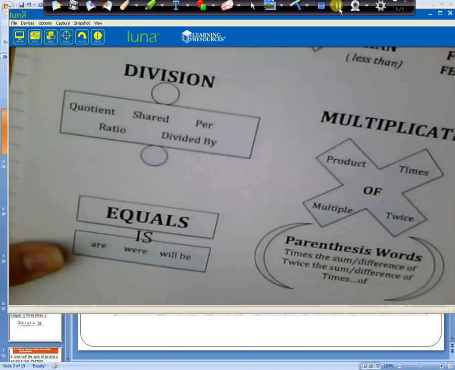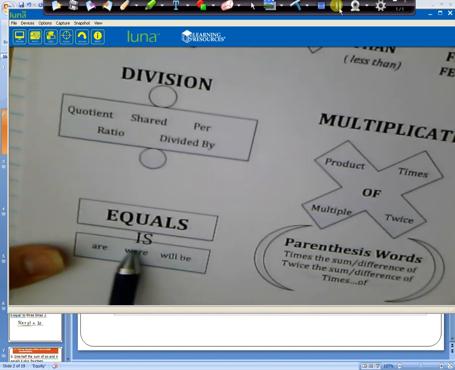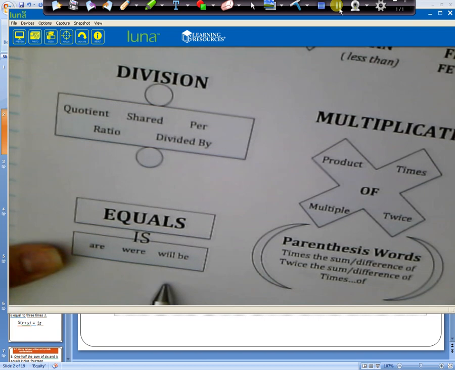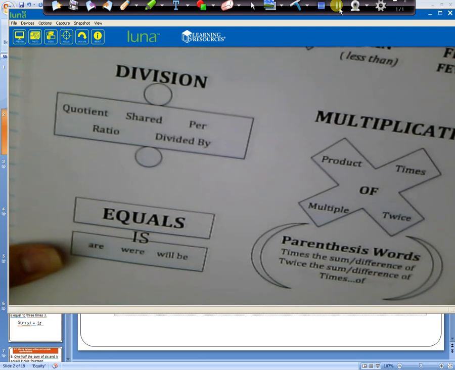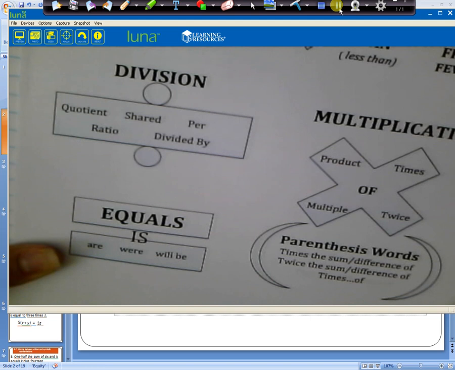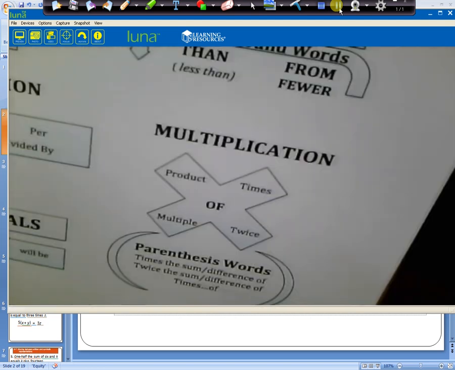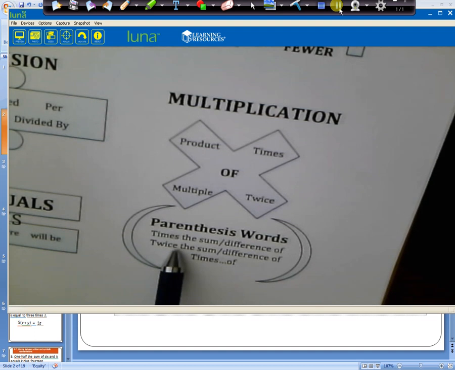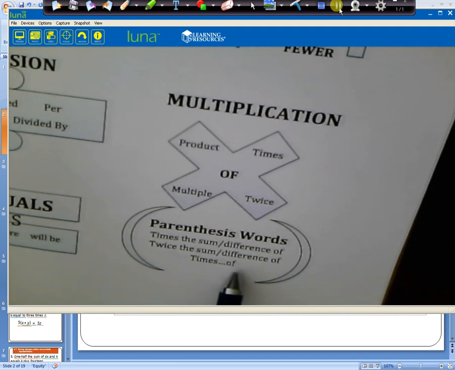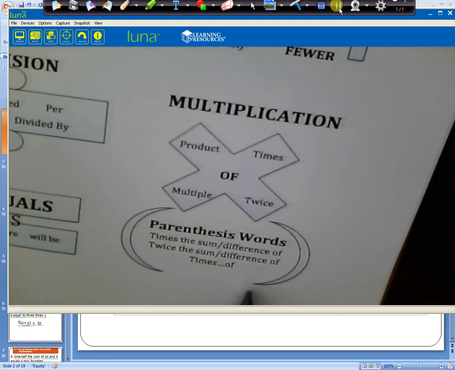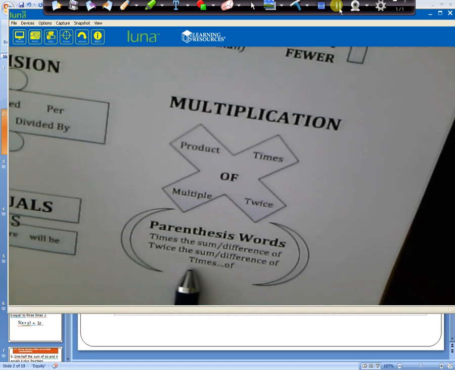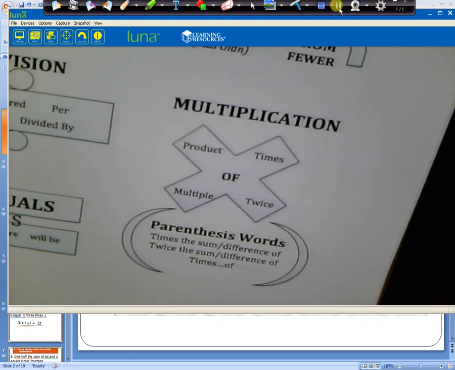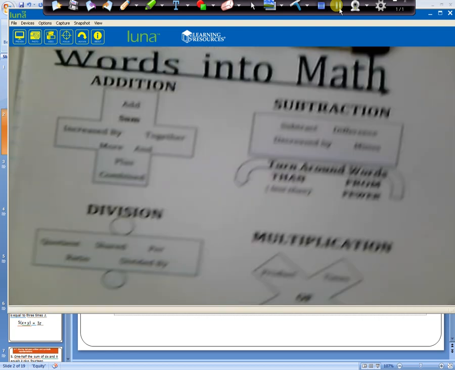For your equal sign, we're going to use words like is, are, were, and will be. You'll also see is identical to, and probably is the same thing as. Parentheses words, and we'll talk more about this in our examples, but just know that parentheses words are going to be things like twice the sum or difference of, twice the sum or difference of a number and something, and times the sum or difference of something.